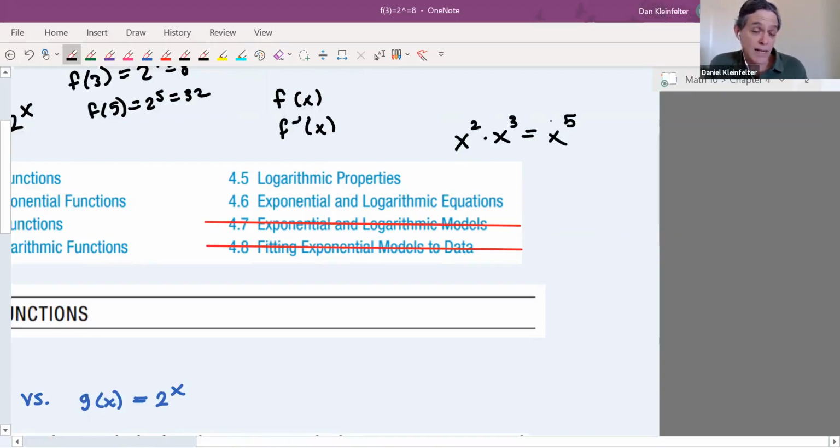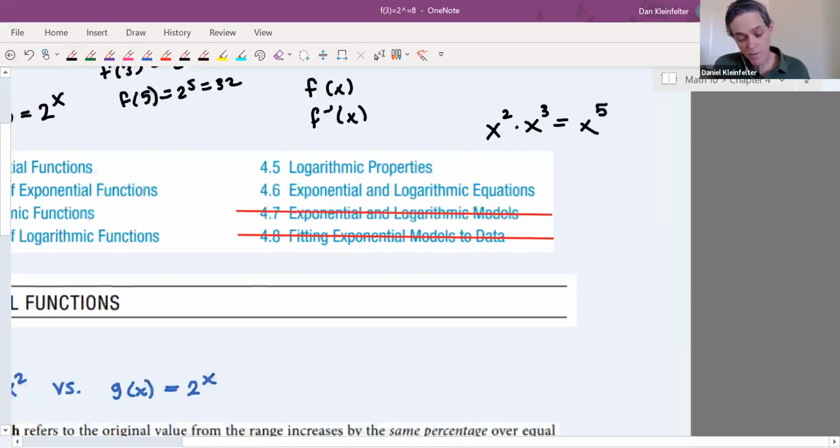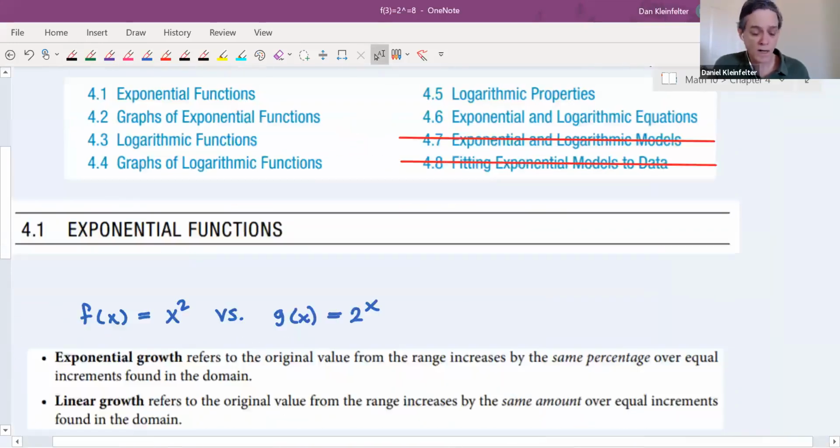Logarithmic functions are related to exponential functions. Since exponents have a lot of different rules, it makes sense that the logarithms are going to have some rules. That's what 4.5 is about. Section 4.6 is about solving exponential and logarithmic equations along with some applications. So we'll see more of what that's about when we get there. But that is where we're going to go in this chapter. So we'll be starting here with section 4.1 on exponential functions.